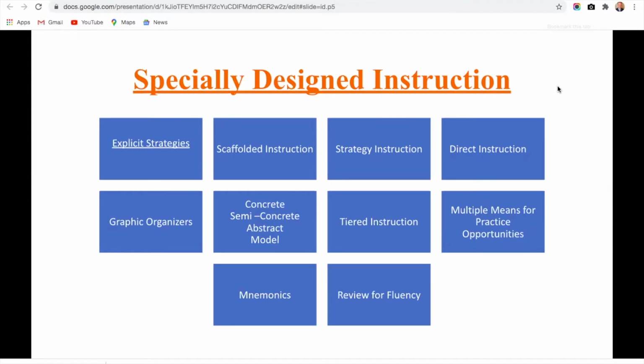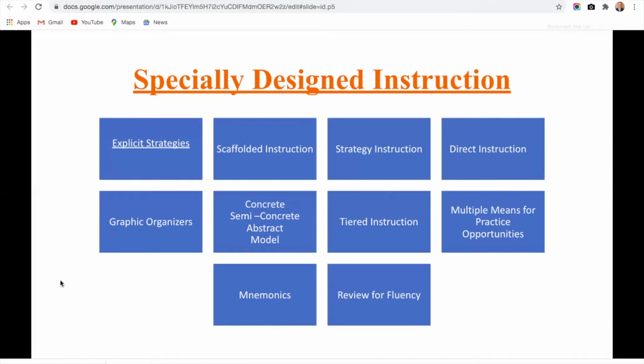We know that on this screen here, there's lots of different types of specially designed instruction that's represented here. However, we were having this conversation today with our staff, and the thing that we see is that, with the I do it, we do it, you do it, Anita Archer said for students with disabilities, we realize that the we do it part, we do it a lot. We do it a lot.